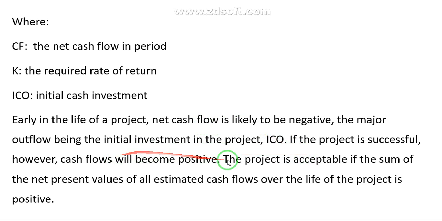And again, if the project is successful, the cash flow will become positive. It means that if the project is successfully done, the NPV should be positive. If the NPV is negative, it means that the project is not going to be done successfully. It will be unsuccessfully done, so the project could be considered rejected.